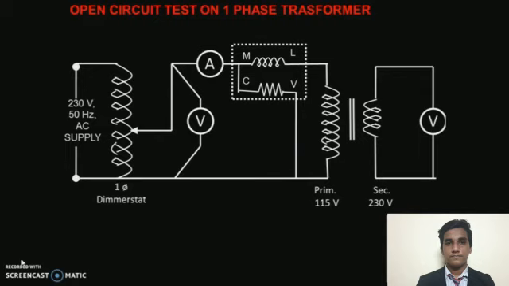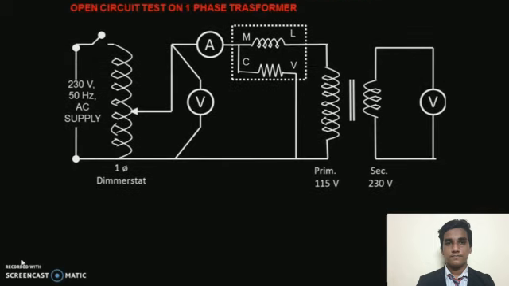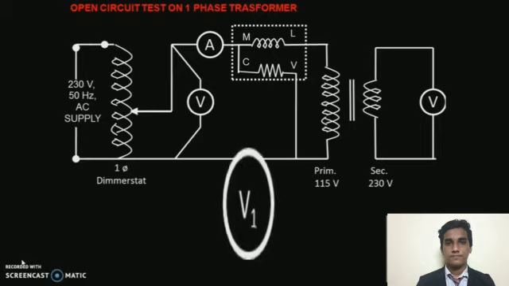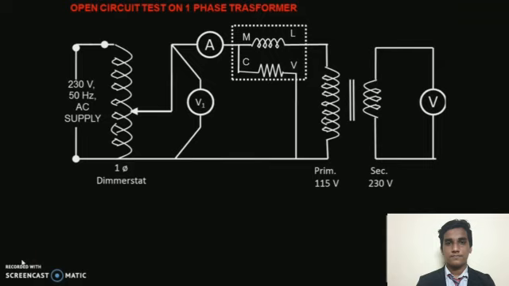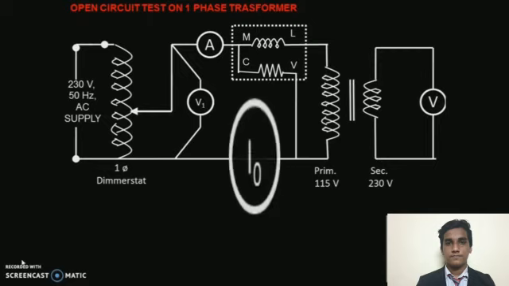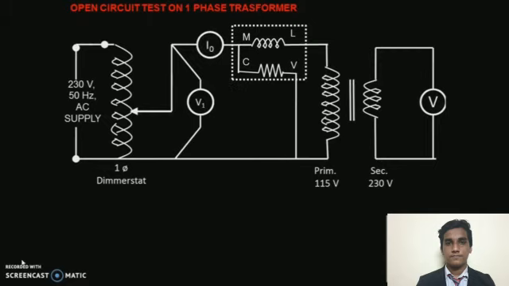Now the procedure is, after closing the switch, the supply is given to the primary winding. As we know, in the open circuit test we apply rated voltage. The rated voltage of the primary winding here is 115 volt, represented by V1. This voltmeter will measure the value of V1. In the open circuit test, a small amount of current flows in the primary winding, that is the no load current, I0. The ammeter will read the value of I0, and the wattmeter will read the value of power, that is the no load power, represented by W0. In the open circuit test only iron loss takes place.